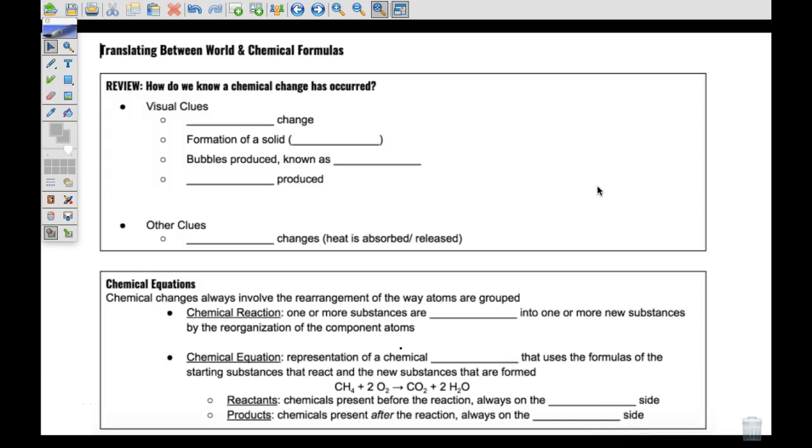The second half of our first success criteria is learning how to translate between word and chemical formulas. But before we do that, we need to review how we know a chemical change has occurred. And this content was covered in semester 1 in our matter unit.